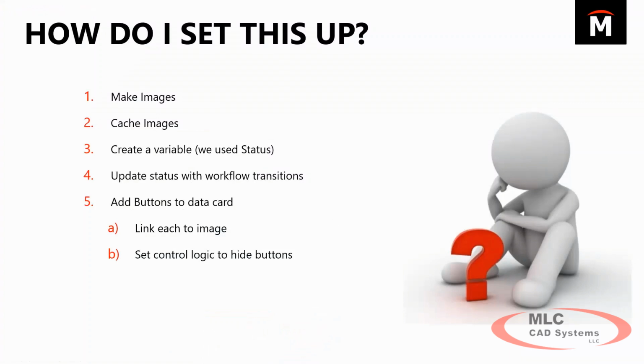We make the images, we cache them locally so the users can access them. We create a variable. In my case, I've used status. That variable updates or changes as the files transition through the workflow. And the buttons are logically linked to the status, and the buttons show or disappear based on the status of the file. So hopefully that all made a lot of sense. And now you're able to understand how to configure this in your vault. If not, don't worry. I'm going to go through this process again and show you how we can set this up so that an image is displayed when a file goes to an obsolete state. So let's have a look at how to build this.